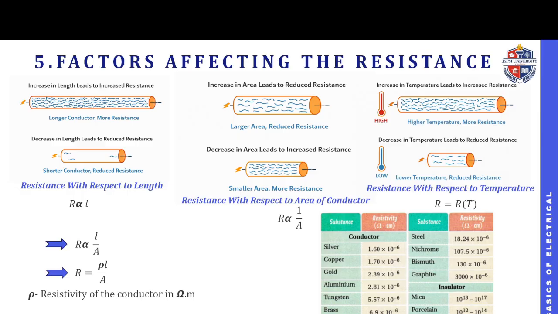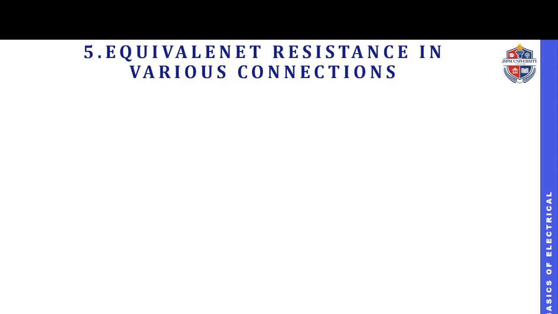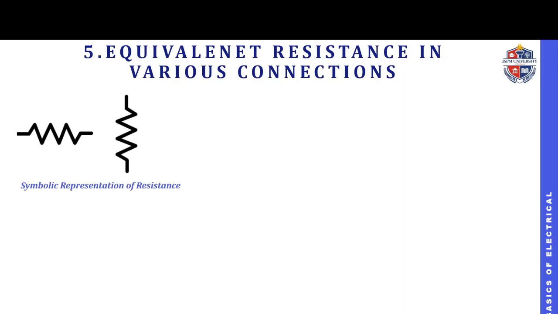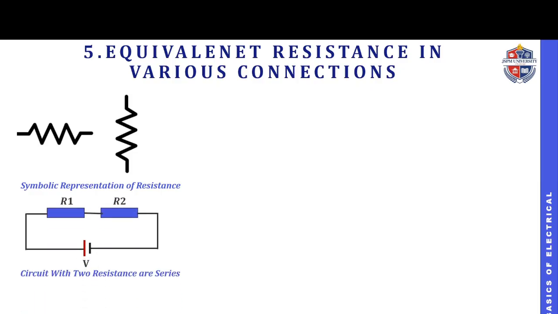Now let us see the equivalent resistance calculation, the equivalent of the resistance when it is connected in series or parallel. Normally the symbolic representation of a resistance is like this, as shown in the figure. When two resistances are connected in series, the equivalent resistance R equivalent is nothing but R1 plus R2.